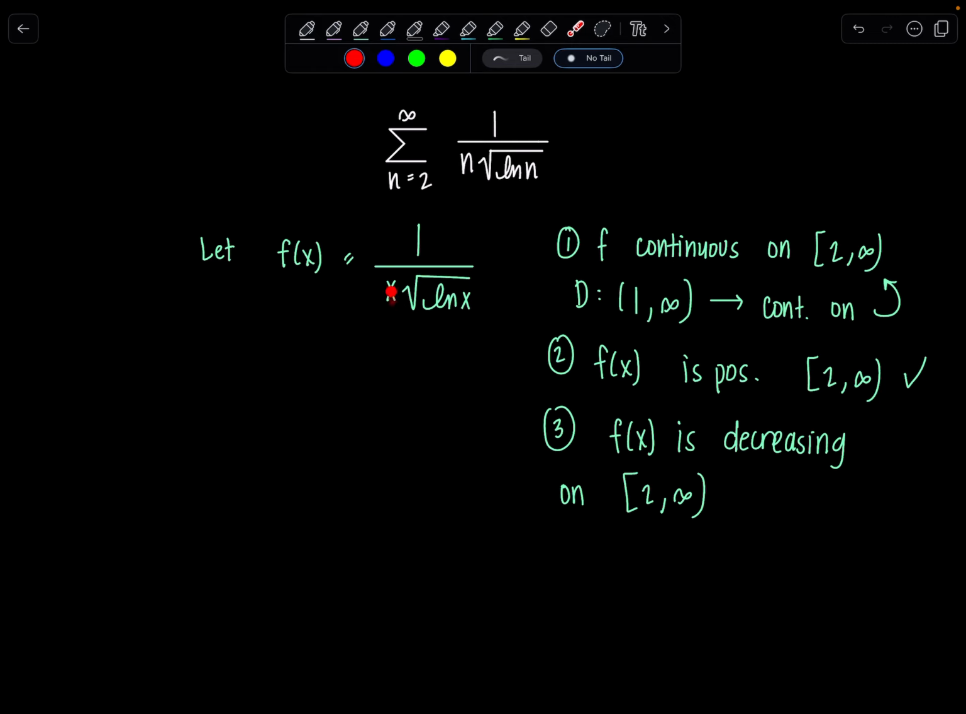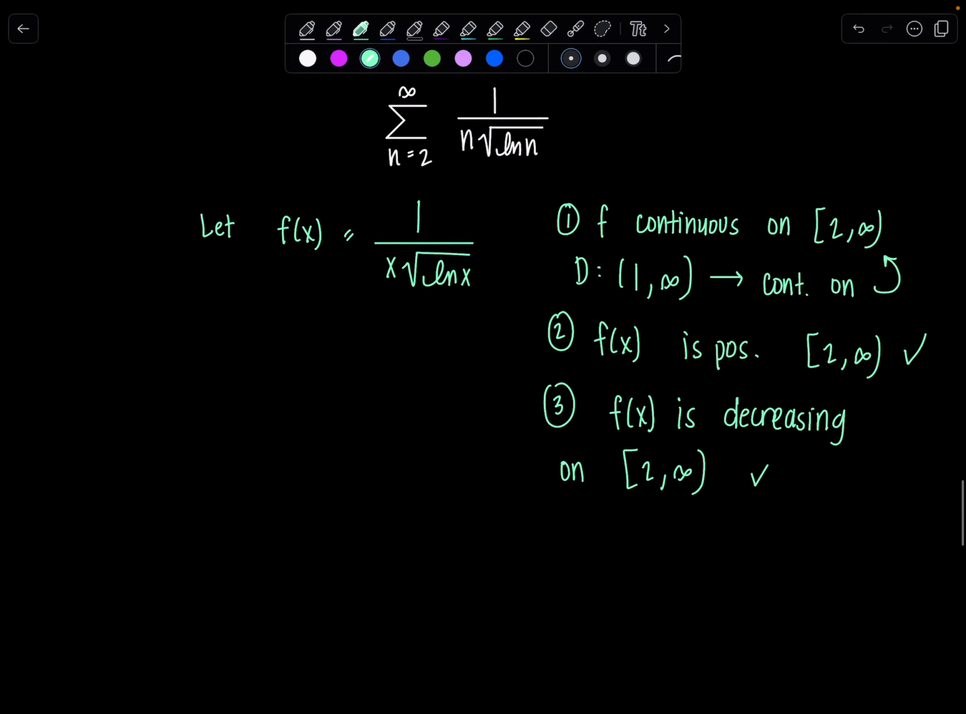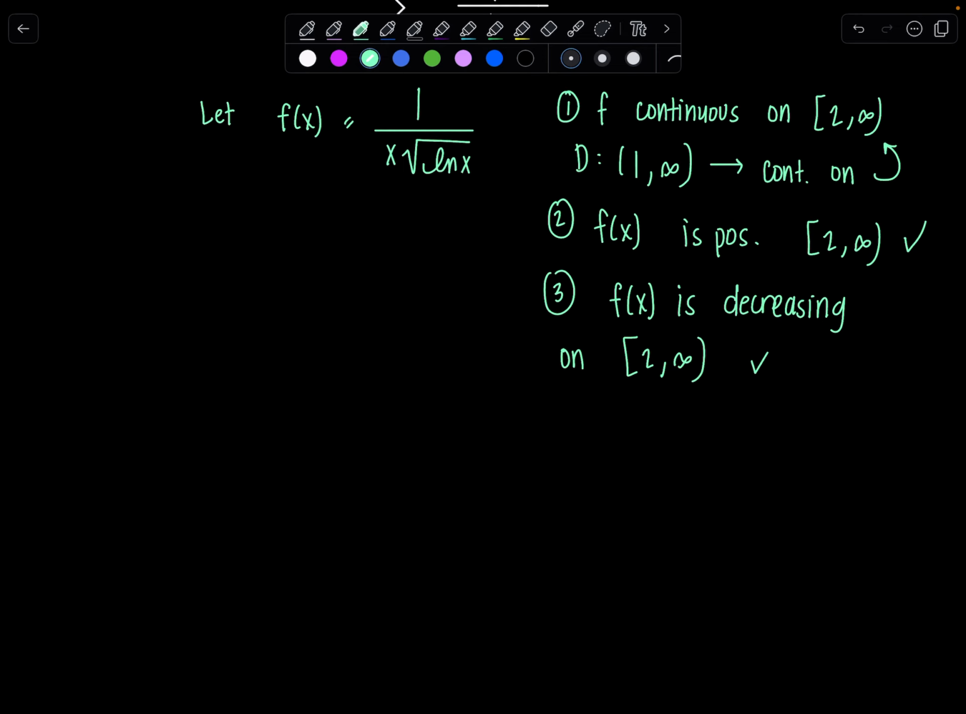In this case, it's obvious. If x gets larger, the denominator is getting larger. So obviously this is a decreasing function. I don't need to go through taking the derivative. That's straightforward. So then that means it's okay to go ahead and use the integral test.